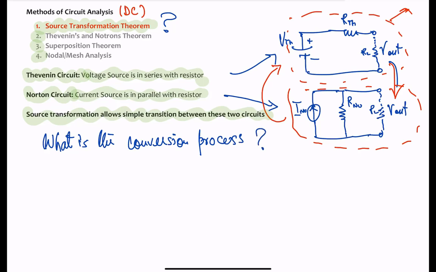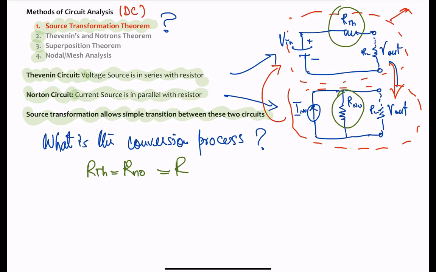Well, if you look at the two circuits, the RTH over here and the Norton resistance are going to be the same. So your RTH equals the Norton resistance, and because they are the same, I can just refer to it as R resistance, so it will be easier for us. They basically have the same values.